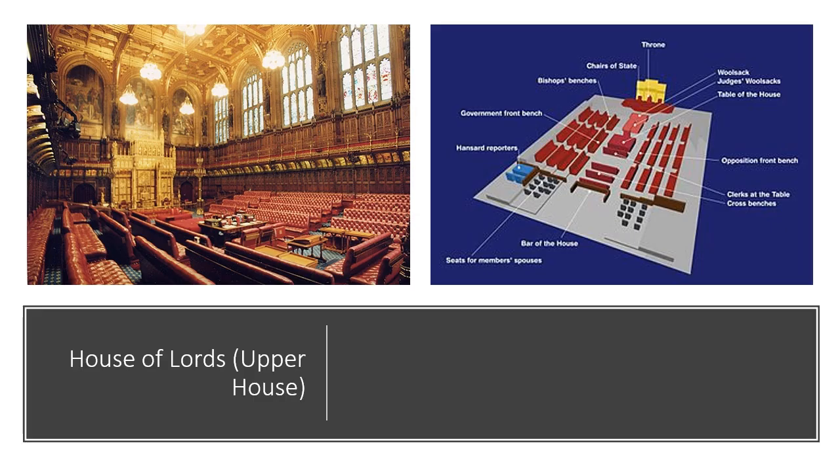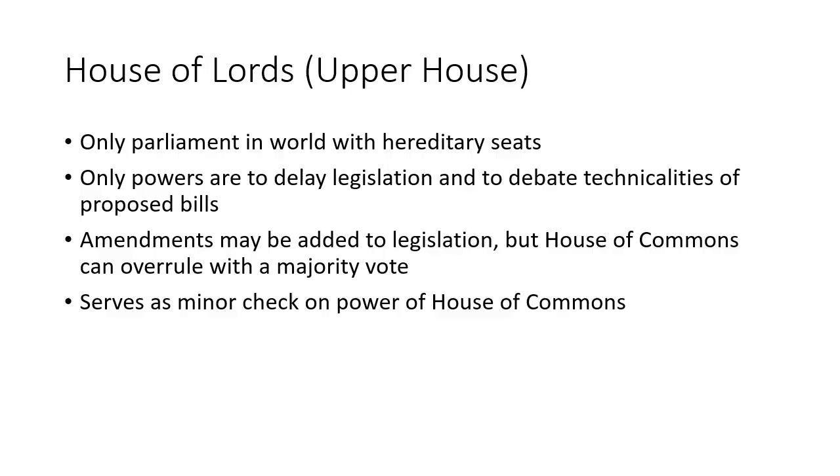All right, now let's shift and talk about the House of Lords, which again is an appointment kind of situation. So we're going to talk about how that works. The UK contains the only parliament in the world with hereditary seats, meaning you inherited that seat from your father, who inherited it from his father, who inherited it from his father, and so on and so forth. This is how you become the 15th Duke of Osborne. That's the way that it happens, okay?